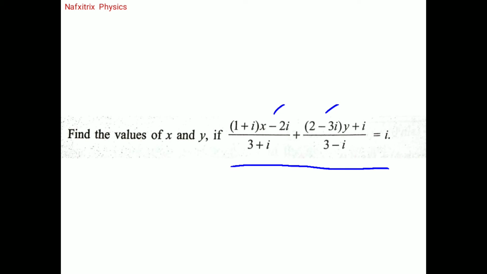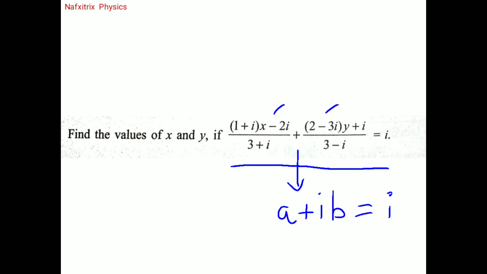So here what we need to do is, we need to convert this equation into a plus ib form. Then we need to equate the real part and the imaginary part on the left hand side and right hand side. So equals to i. So in this form we need to convert.